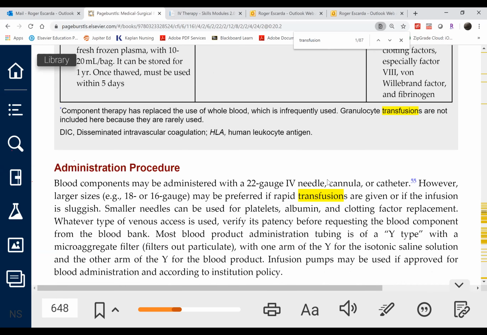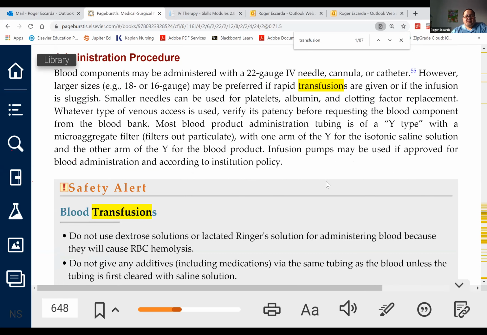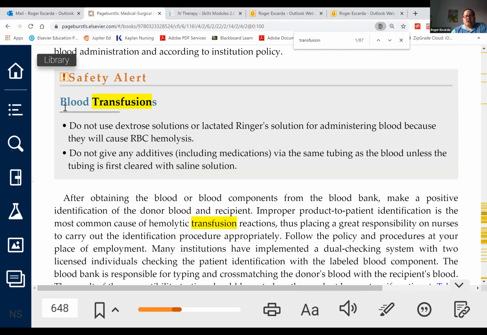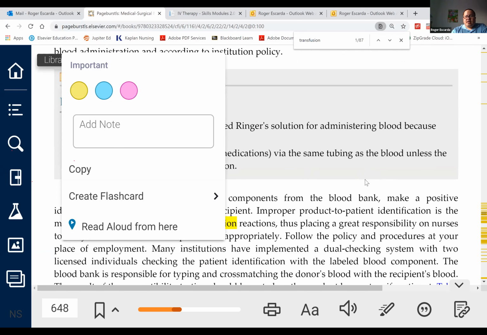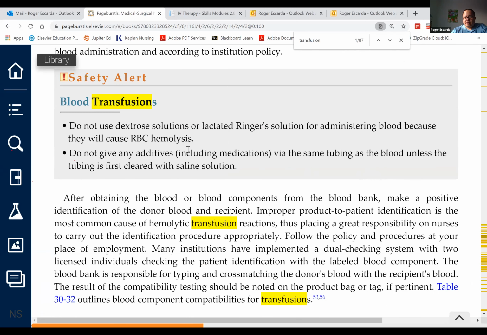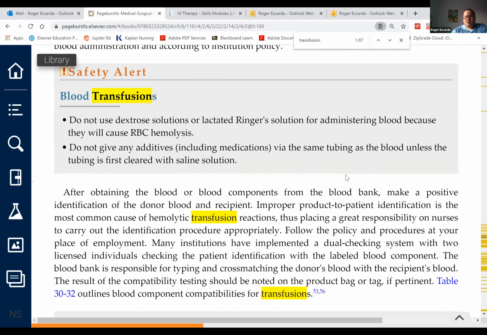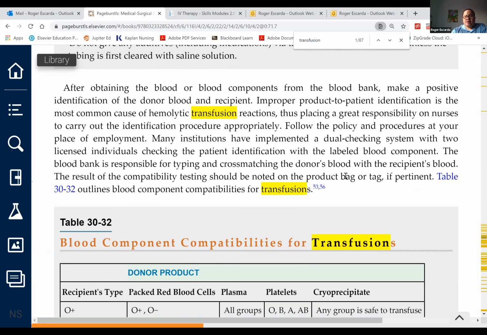Yes. All right. Okay. So blood transfusions, here are some action alerts. So you can only use normal saline. You can't use any other solution to prime your blood tubing, okay? And don't mix anything else, right? No additives, nothing. So that's for safety.